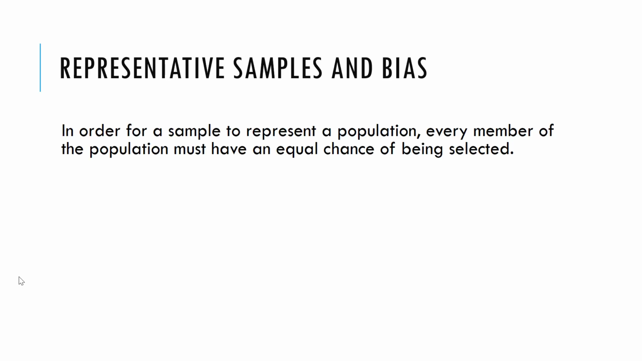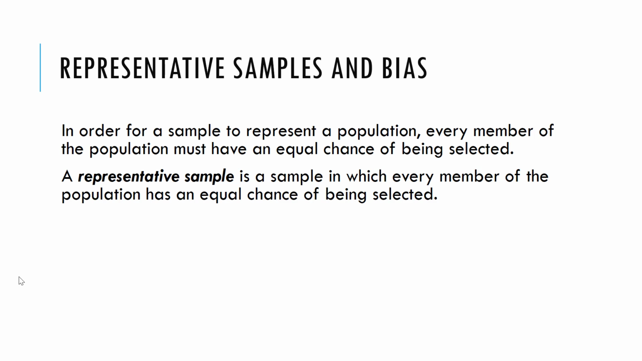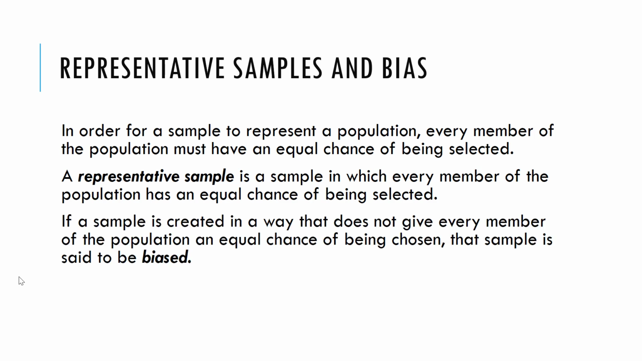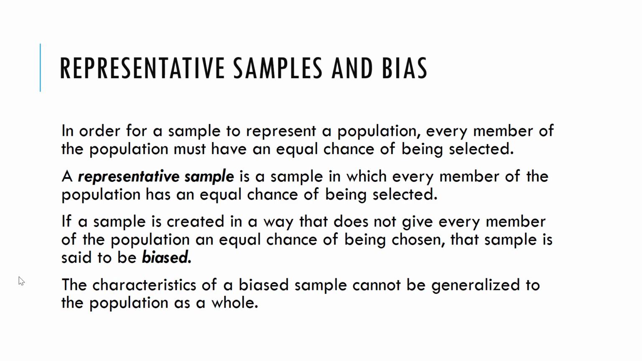In order for a sample to represent a population, every member of the population must have an equal chance of being selected. A representative sample is a sample in which every member of the population has an equal chance of being selected. If a sample is created in a way that does not give every member of the population an equal chance of being chosen, that sample is said to be biased. The characteristics of a biased sample cannot be generalized to the population as a whole.